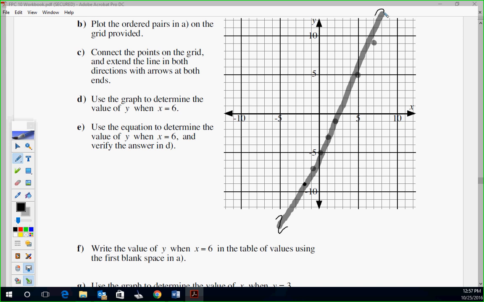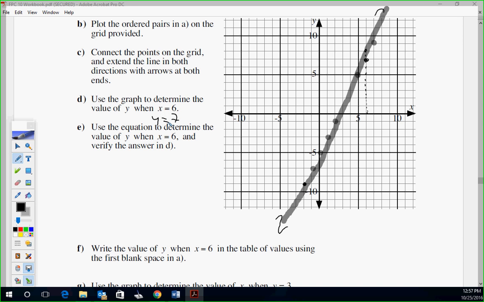So if I go over here, 6, it's going to be, looks like 8. But I think mine's off a bit, actually. I think it's actually supposed to be right here. So it's actually going to be, oh, there we go. I just moved it. So it's 7. So 6 goes to 7 for y.